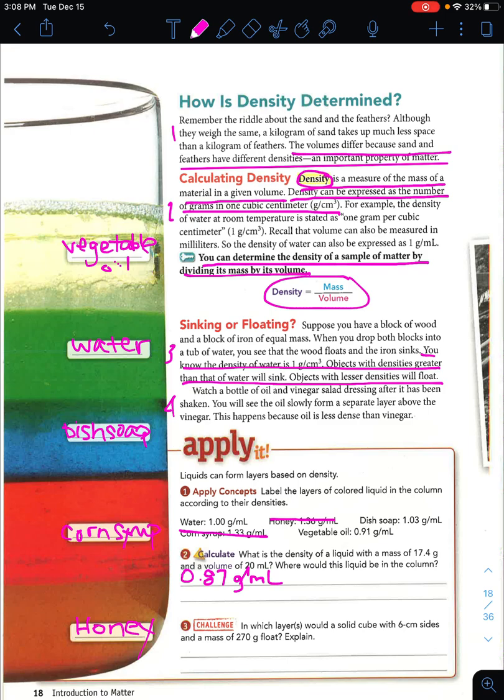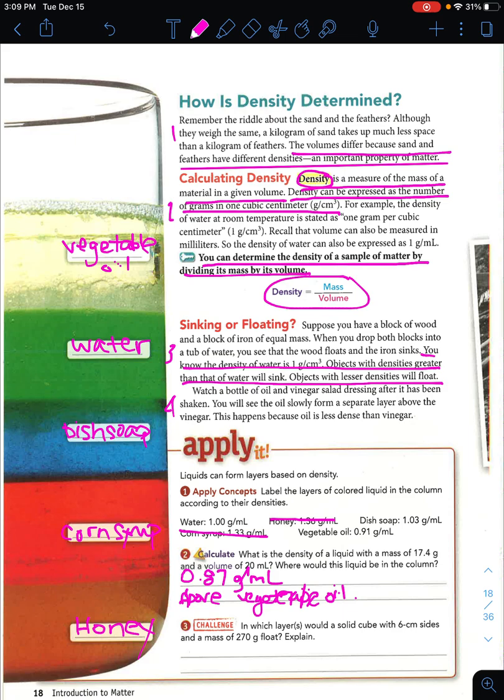You're right, it's less than everything. So it's going to be above the vegetable oil. So I'm going to try to write above vegetable oil. I did that very terribly. All right, now let's take a look at the challenge.